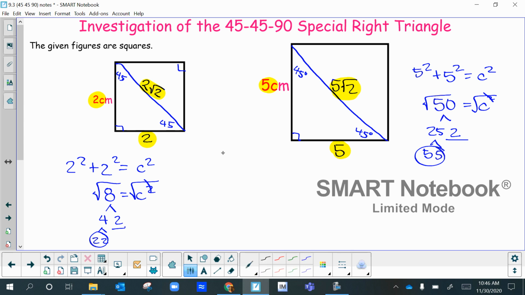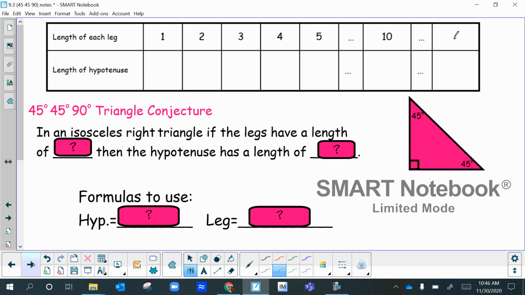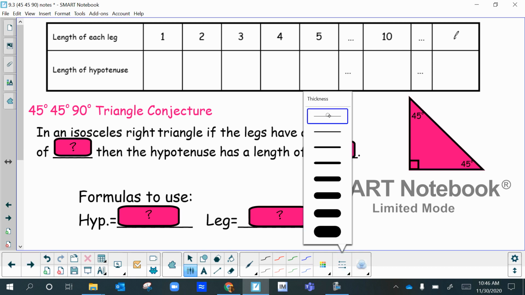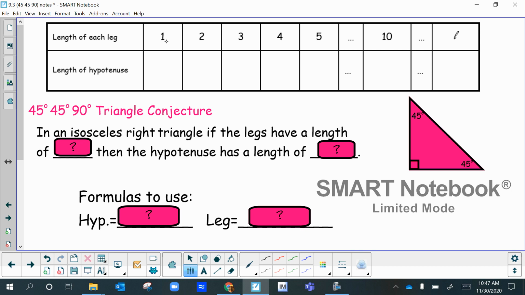So do you guys think that if I have another 45, 45, 90 triangle, and let's say this was 3 and this was 3, what do you think the hypotenuse is going to be if we follow this pattern? 3 radical 2. Okay, and that's the pattern. So this one seems to be a lot easier than the 30, 60, 90. Okay, so let's look at this pattern and continue it on this table. So if each leg is 1, then what's the hypotenuse going to be? 1 radical 2, or just radical 2, because you technically don't have to write the 1 out in front.